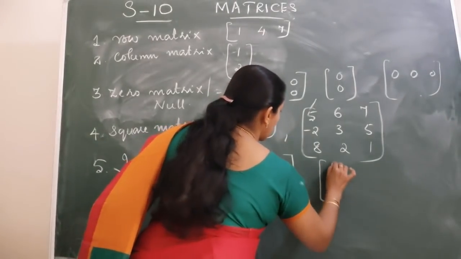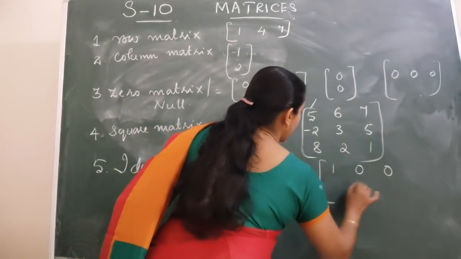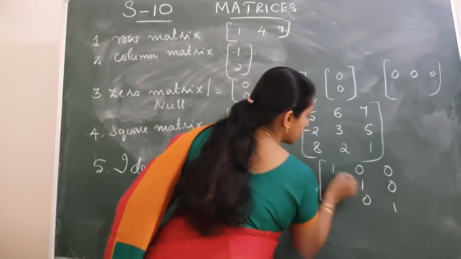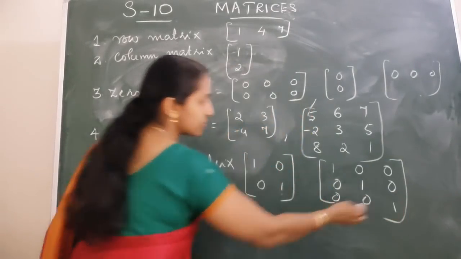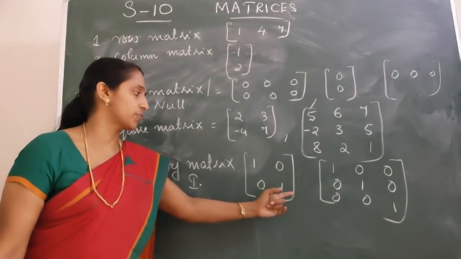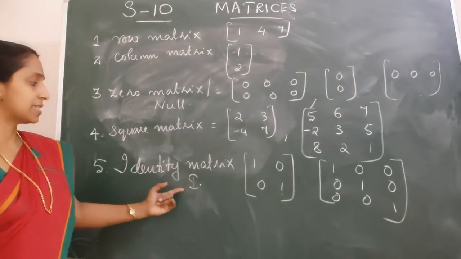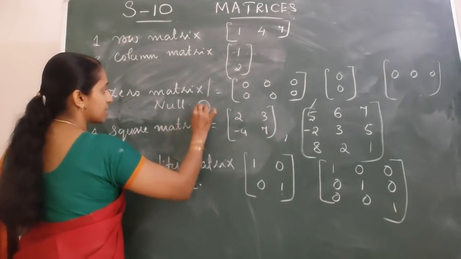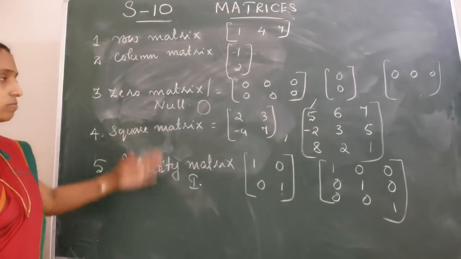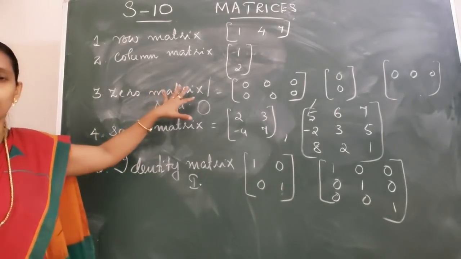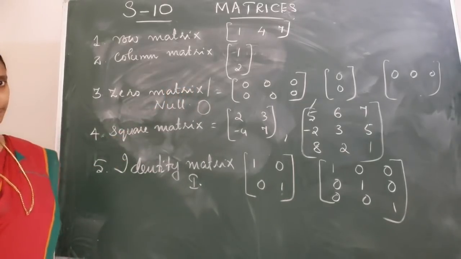And an identity matrix of order 3 has 0, 0, 1. You can see the diagonal, the right-side diagonal, will have identity, the unitary value 1, and it is denoted by the letter I. The zero matrix, or null matrix, is denoted by the capital letter O or 0. It indicates that all the elements are 0.